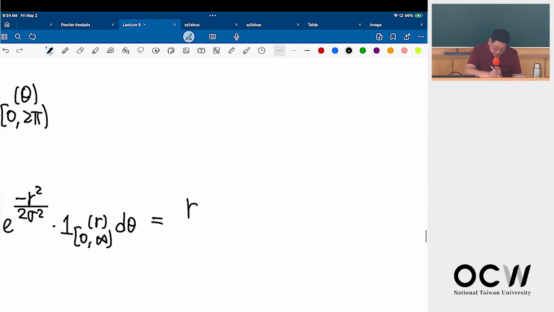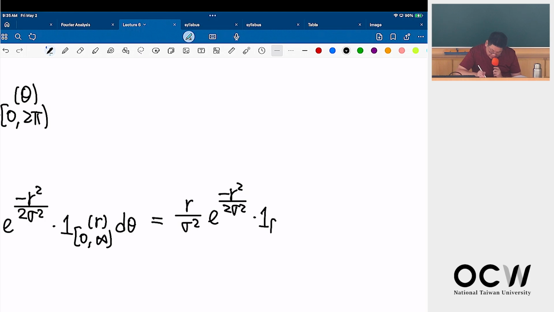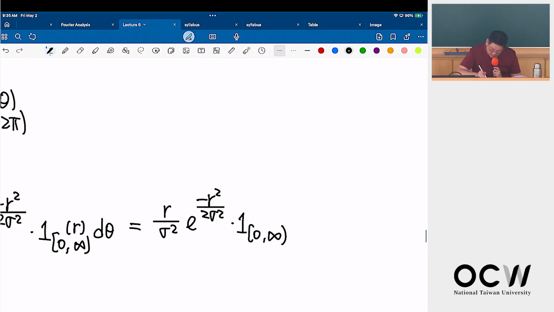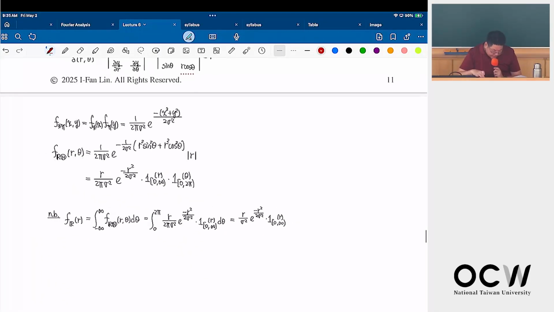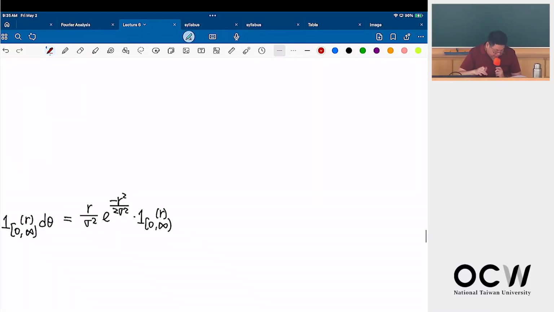That is r over sigma squared times e to the power minus r squared over 2 sigma squared, and r is from 0 to infinity. And this PDF is called a Rayleigh PDF.